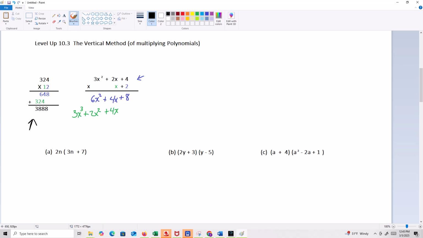Then we add those. So we have positive 8 down here. 4x plus 4x is going to be 8x. 6x squared plus 2x squared is going to be 8x squared. And then 3x cubed.